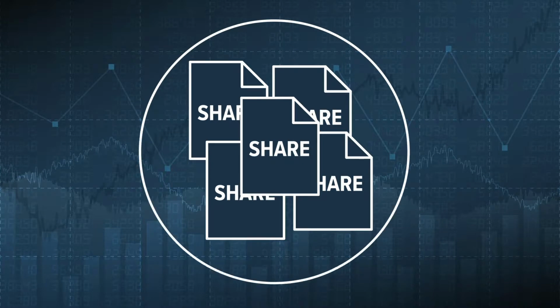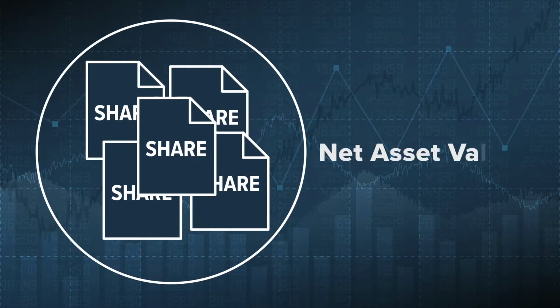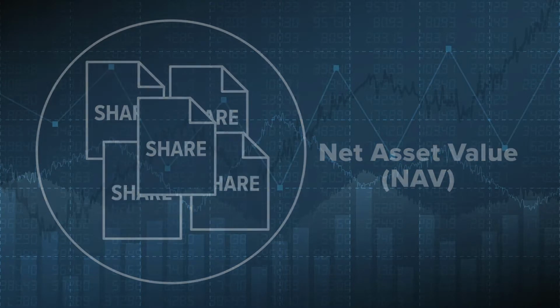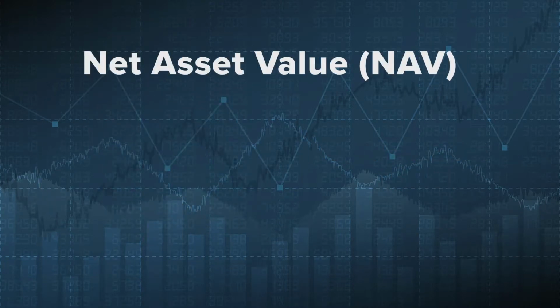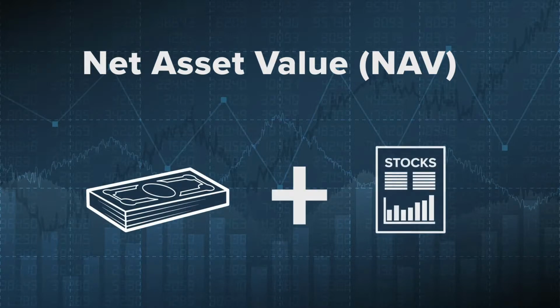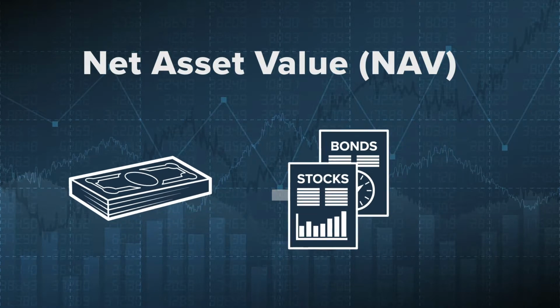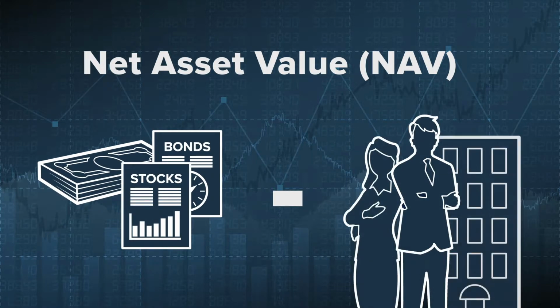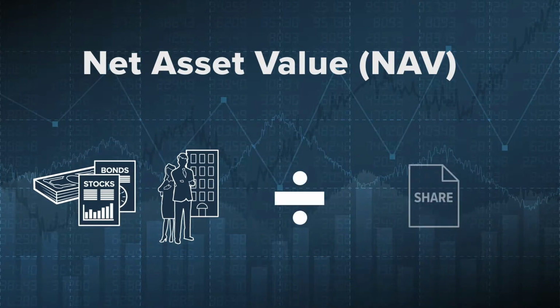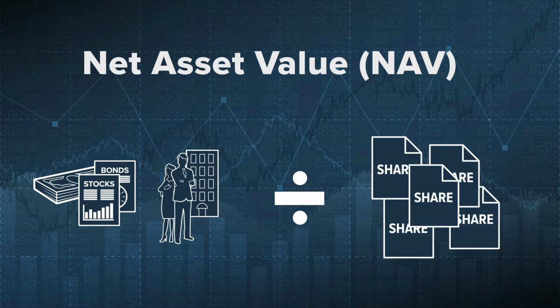After the market closes, the mutual fund company calculates the net asset value, which is also called the NAV, of each fund they offer. The net asset value is based on the value of all the assets, meaning the cash plus the securities in each mutual fund minus any liabilities divided by the number of outstanding shares.